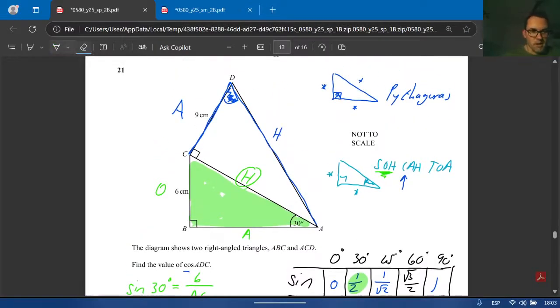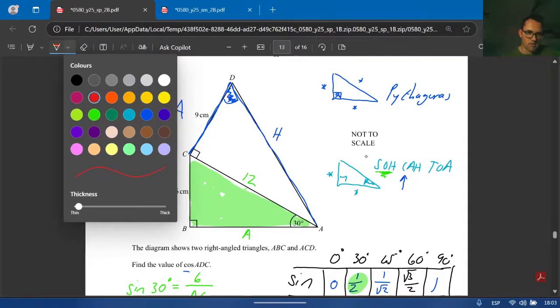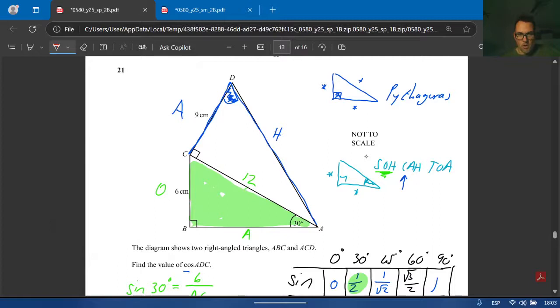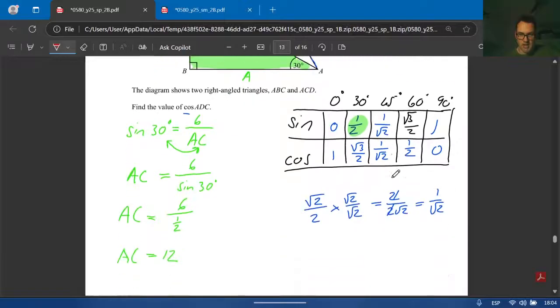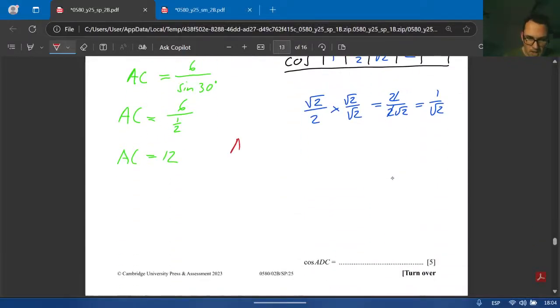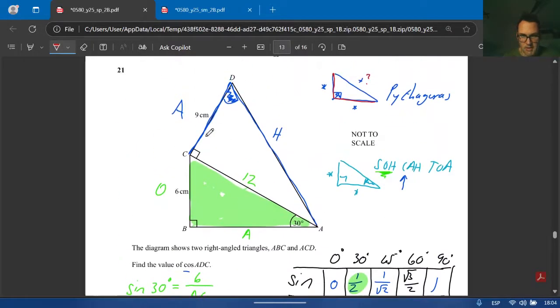Right, great stuff. So now we have AC, which is 12. But if you remember, we want cos ADC, so we want the A and the C. Let's go to a different color here. We want the hypotenuse, but now we have 2 sides of a triangle. We want to know the third one, so that simply is Pythagoras. Remember, Pythagoras is the hypotenuse, which in this case is AD. So that would be AD squared equals the other 2 sides, AC and CD squared.